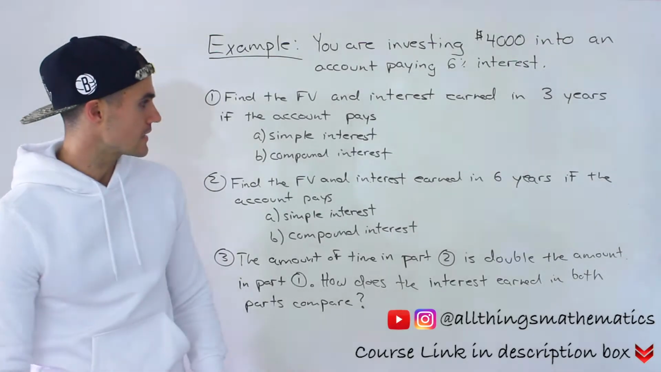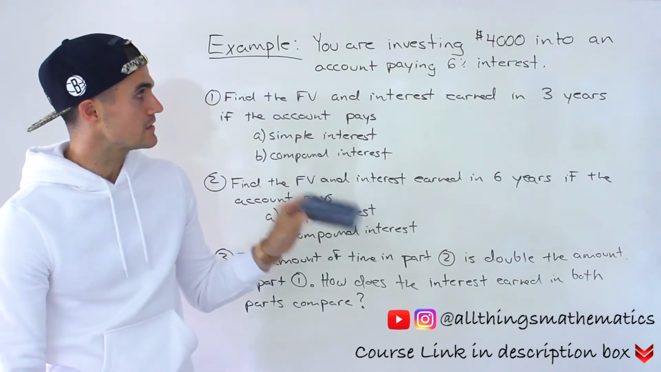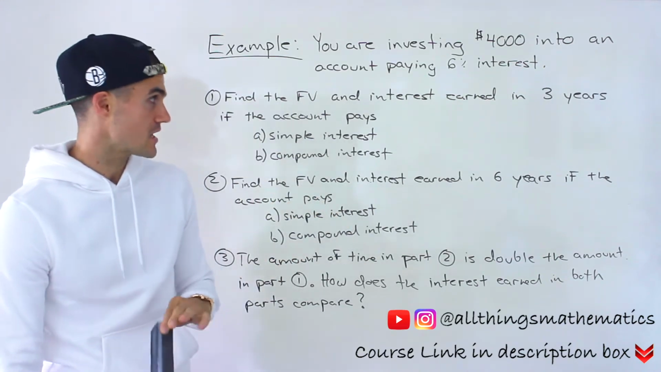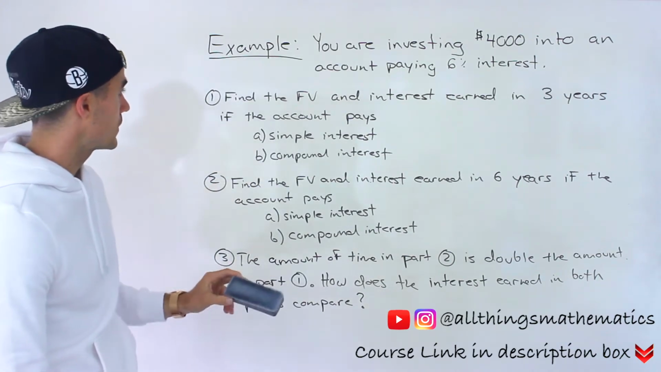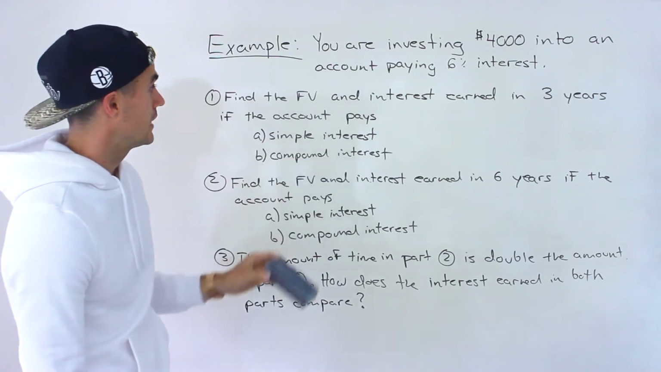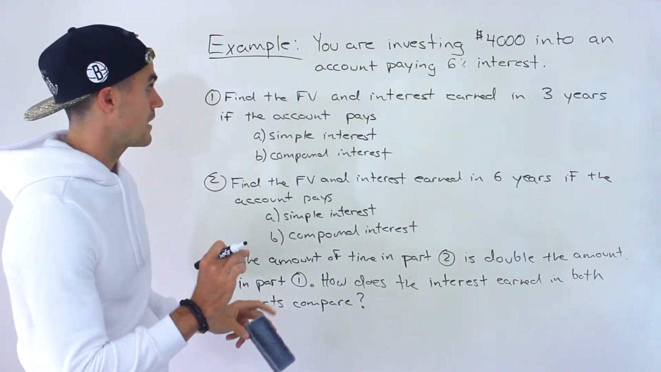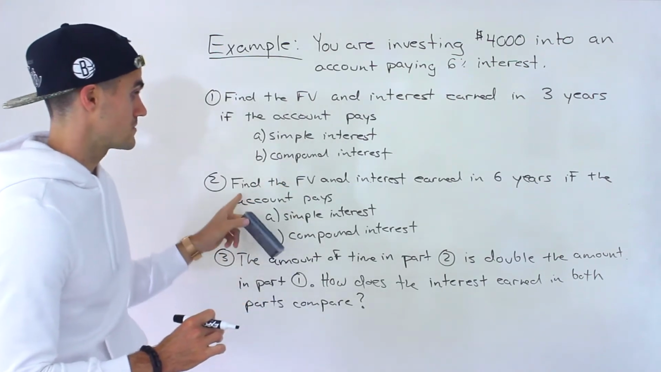Moving on to the next question, dealing with valuations. So you are investing $4,000 into an account paying 6% interest. And based on that scenario, we got three questions here. Number one, we have to find the future value and interest earned in 3 years if the account pays either simple interest or compound interest.